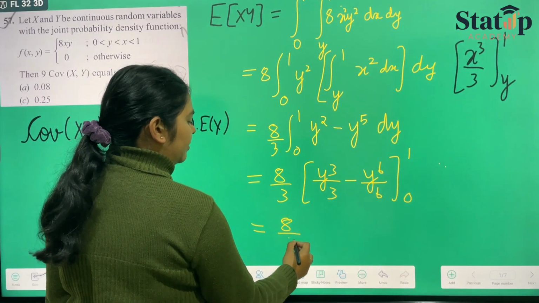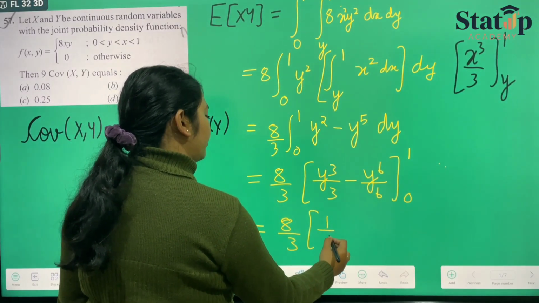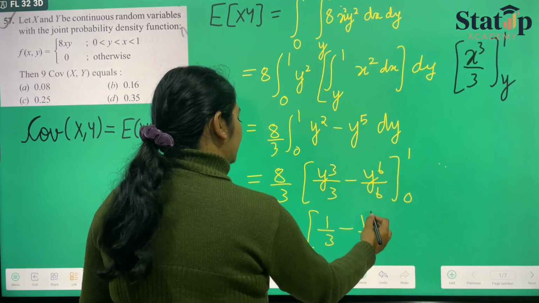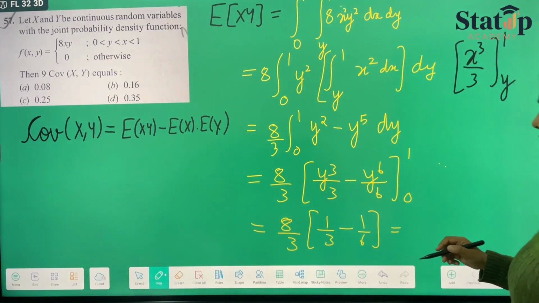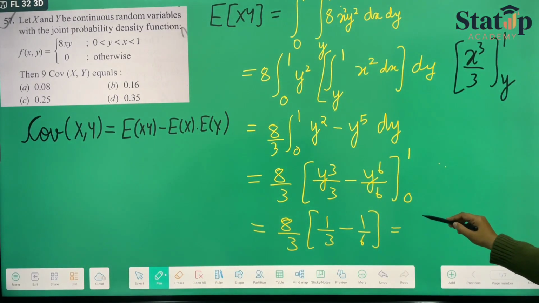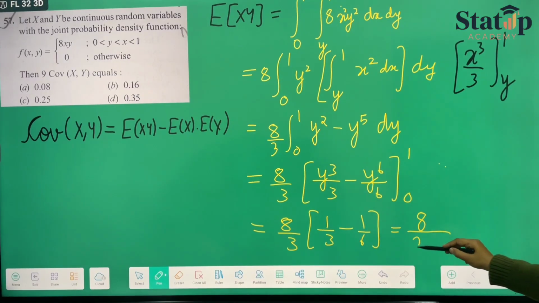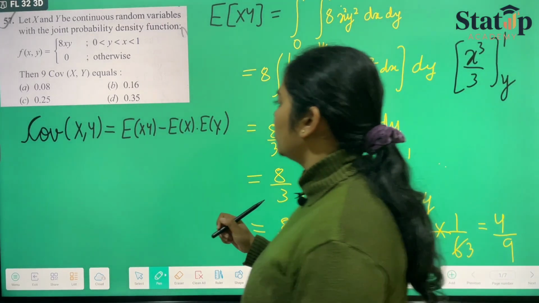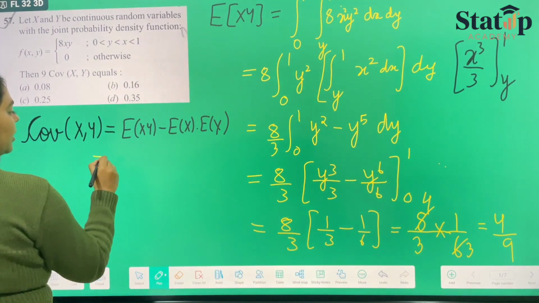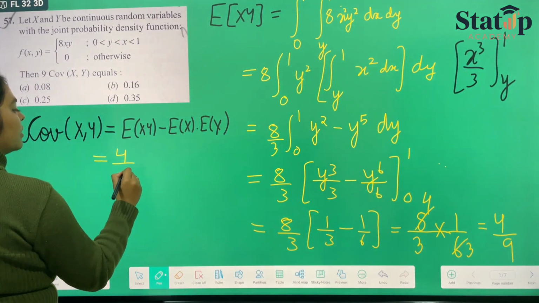Let us see. 8 by 3, 1 upon 3 minus 1 upon 6. 6 minus 3 will be 6. 3 is 18. And 3 6 is 18. Here, 8 upon 3 into 1 upon 6. So this will be 4, this will be 3, and we'll be getting 4 by 9. So our expectation of xy is coming out to be 4 by 9.